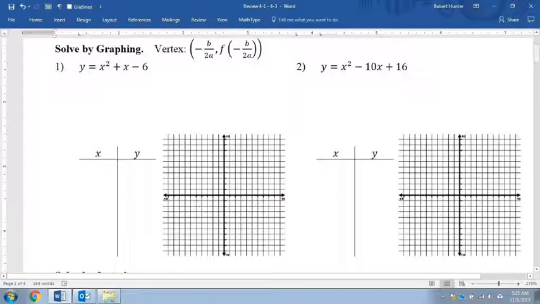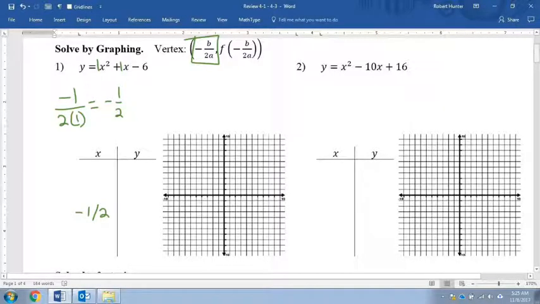But solve by graphing. Okay, so if we're going to solve these by graphing, you just need to graph it and find where the x-intercepts are. So if they're in standard form, remember, start with your vertex at negative b over 2a. Okay, so there's a 1 right there. Negative 1 over 2 times 1. Well, that's negative 1/2. Okay, so the x value is negative 1/2.